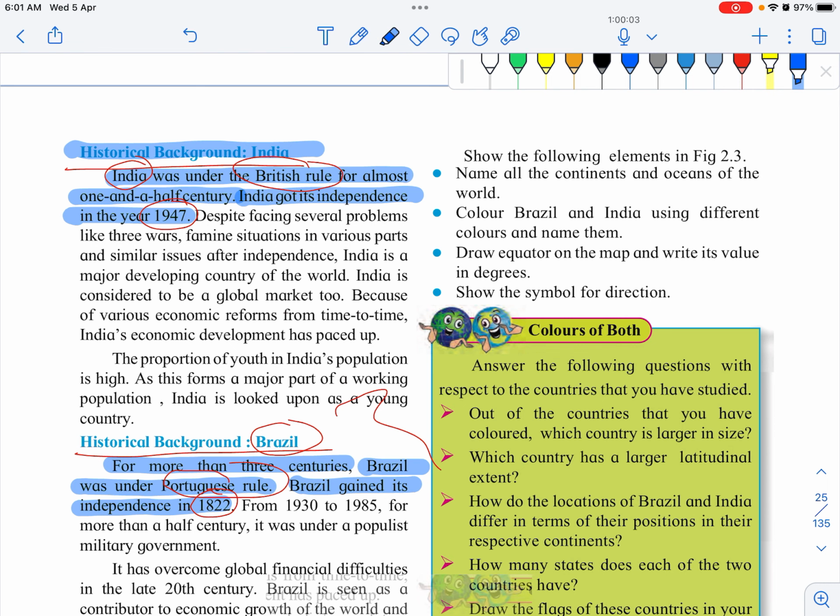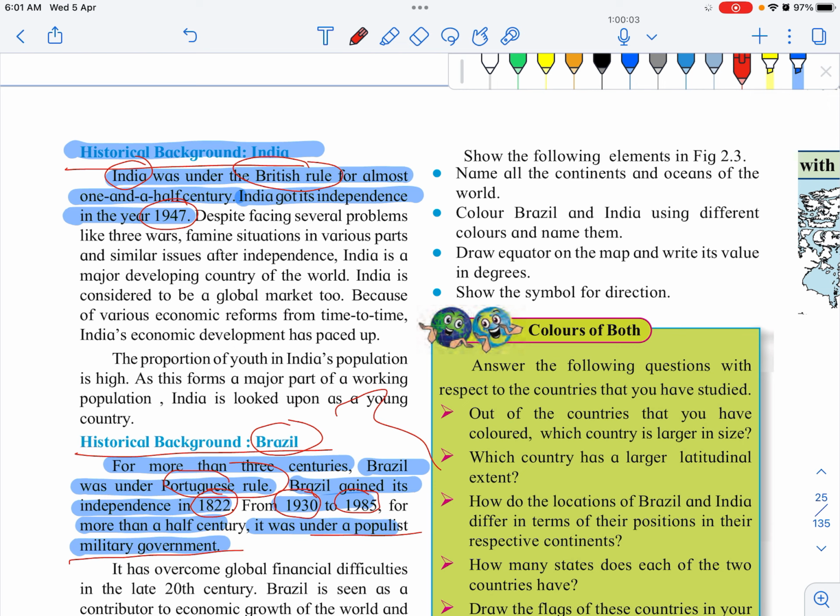Now, from 1930 to 1985, for more than half a century, Brazil was under populist military rule. So you see Brazil got independence in 1822, and later, from 1930 to 1985, Brazil was under a populist military government for half a century.